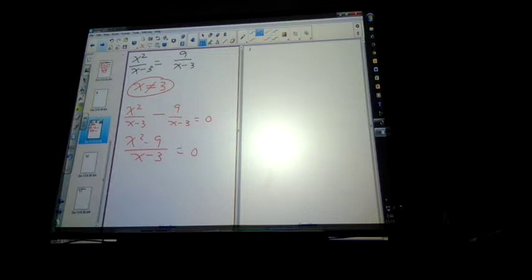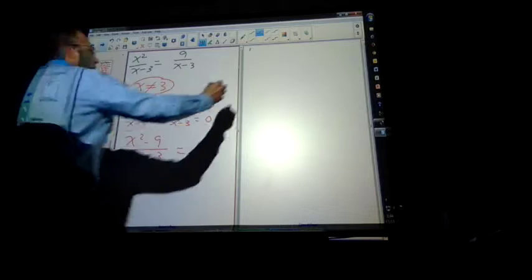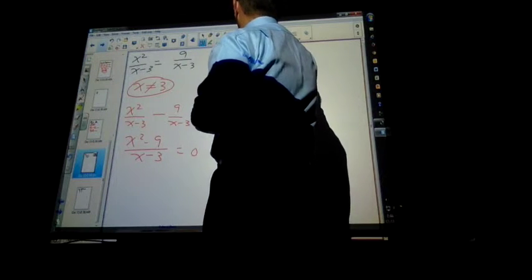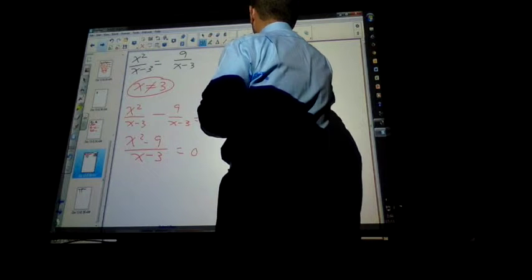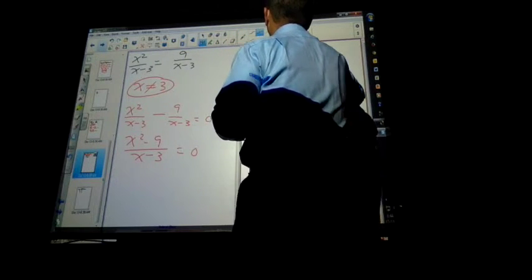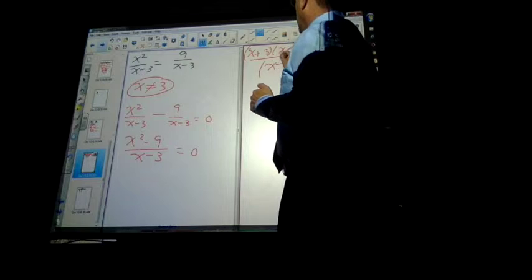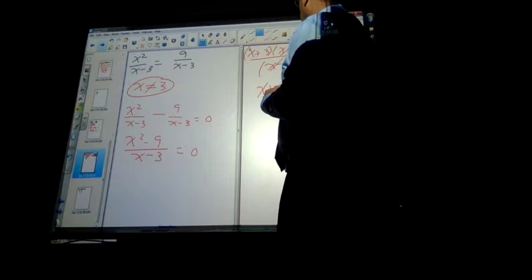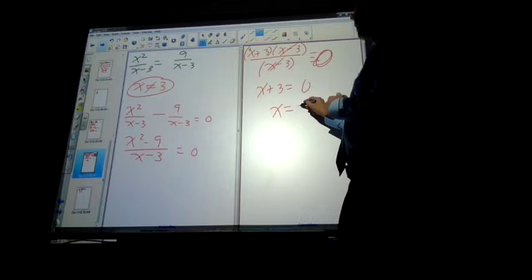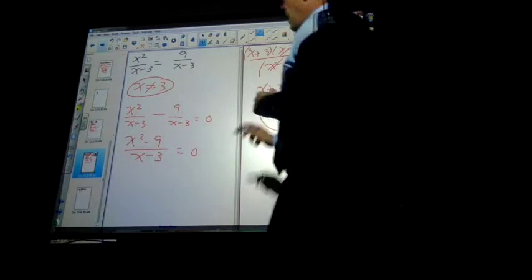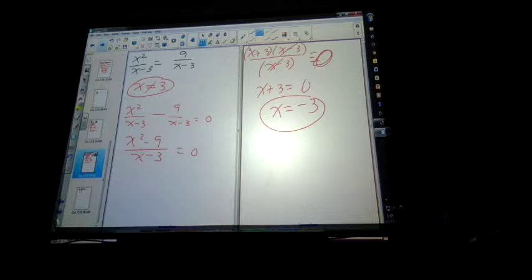And does it appear that x squared minus 9 can factor down? What does x squared minus 9 break down to? X plus 3, x minus 3. Good. So x plus 3 and x minus 3, all divided by x minus 3, is equal to 0. That cancels out, so I get x plus 3 is equal to 0, so x is equal to negative 3. So how do I write the solution to this problem?